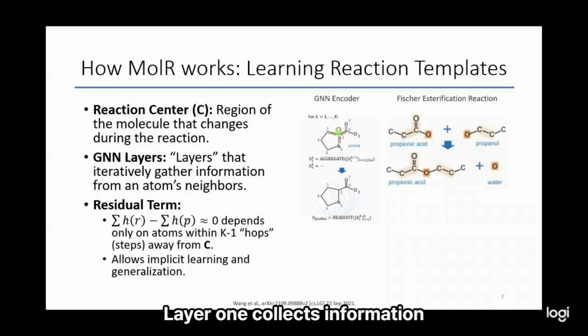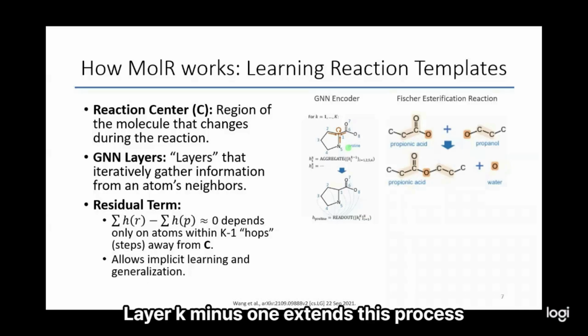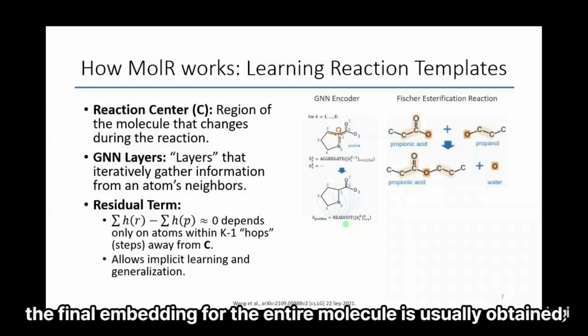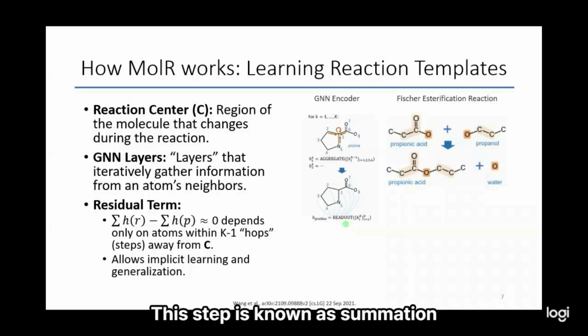Layer 1 collects information from its immediate neighbors. Layer 2 looks further out to the neighbors of neighbors, 2 hops away. Layer K-1 extends this process up to K-1 hops. Once this process is complete, the final embedding for the entire molecule is usually obtained by summing all the atoms' embeddings from the last layer. This step is known as the summation readout function, shown here at the bottom.